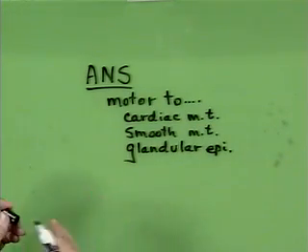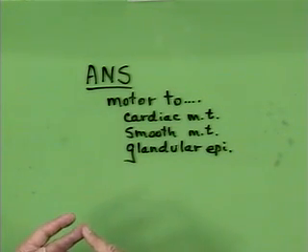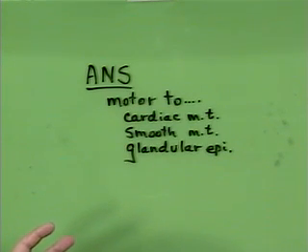So this is the part of the nervous system that's motor to cardiac muscle tissue, smooth muscle tissue, and or glandular epithelium. Now, by definition, we're not talking about any sensory pathways, although certainly there are sensory pathways coming back from those kinds of structures in the body. But by definition, the ANS is just the motor output to those particular involuntary effectors.